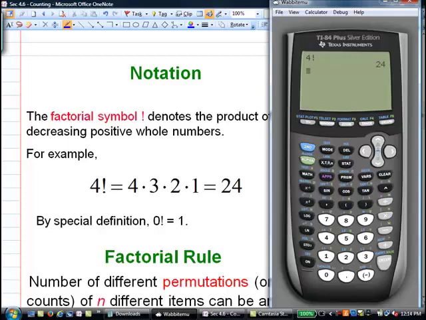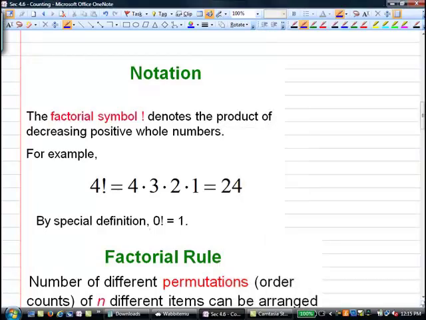Now what this is, it's 4 times 3 times 2 times 1. The factorial only works with integers. You can only use it with integers. And what it does is it starts with whatever integer you have here, and then it multiplies each number decreasing by 1 each time. So 6 factorial would be 6 times 5 times 4 times 3 times 2 times 1. These numbers get really big really fast. 0 factorial by definition is 1.